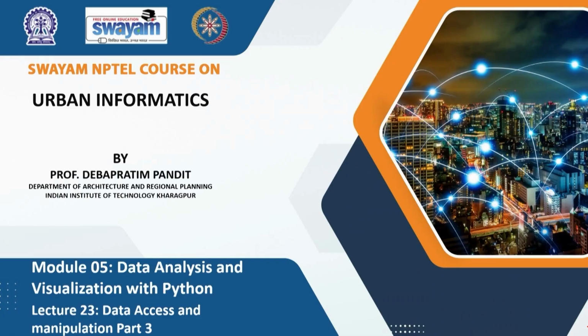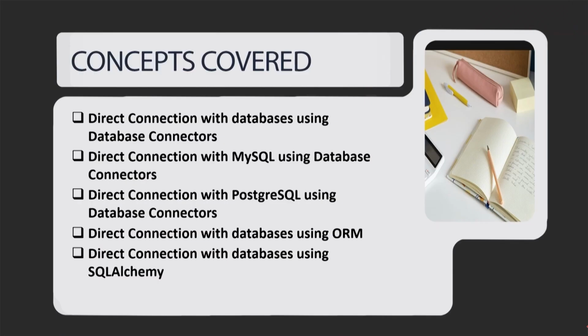Welcome back. In lecture 23, we are covering the third part of data access and manipulation. The different concepts that we will cover will be direct connection with databases using database connectors, and we will demonstrate that in the case of MySQL. Then we will do the same with PostgreSQL, also using database connectors. Then we will talk about direct connection using the ORM framework, and finally we will give you a demonstration of how using SQLAlchemy we can also connect with a database following this ORM framework structure.